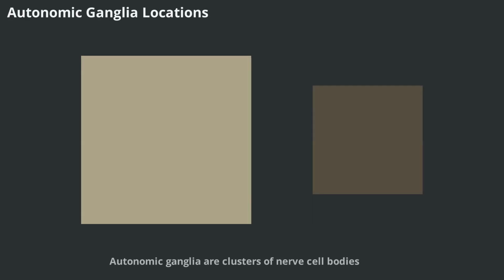Autonomic ganglia are clusters of nerve cell bodies. Sympathetic ganglia are typically located near the vertebral column, with short preganglionic and long postganglionic fibers. Some exceptions exist, such as ganglia near the urinary bladder and rectum. Parasympathetic ganglia, in contrast, are found close to or within the organs they innervate, featuring long preganglionic and short postganglionic fibers. This arrangement supports the specific functions of each division.